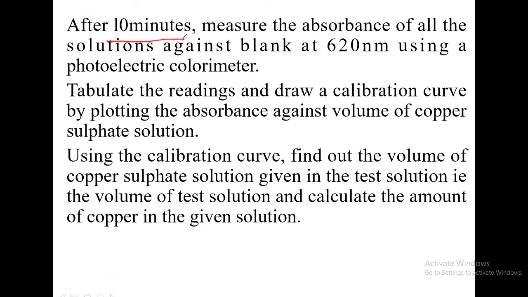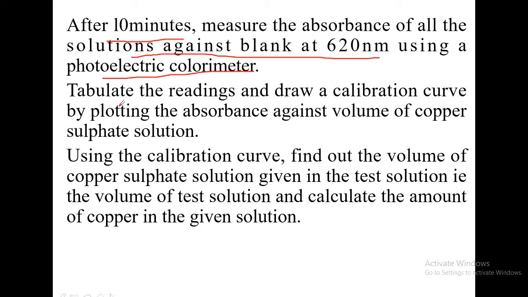Now after 10 minutes we have to measure the absorbance of all the solutions against the blank at 620 nanometer using a photoelectric colorimeter. So we are choosing 620 nanometer wavelength light, because the compound that is formed after mixing copper sulphate and ammonia solution, that is cuprammonium sulphate, this complex absorbs maximum light at this particular wavelength, and therefore we are measuring the absorbance of all the solutions against blank at 620 nanometer using a photoelectric colorimeter.